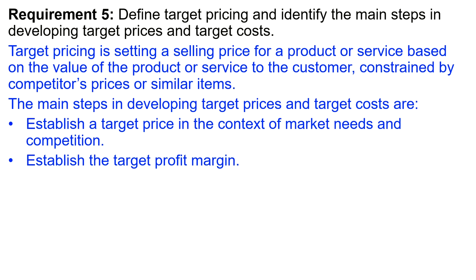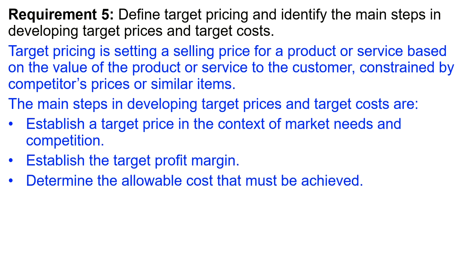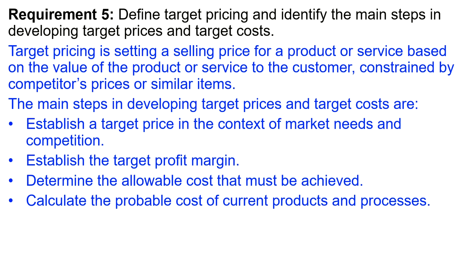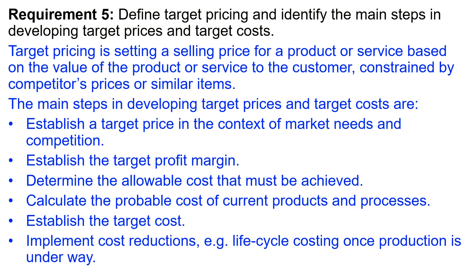And what we did earlier in the question kind of set us up for this, because there is that required return that we have. Determine the allowable cost that must be achieved. Calculate the probable cost of current products and processes. Establish the target cost. And then implement cost reductions, for example, life cycle costing once production is underway.